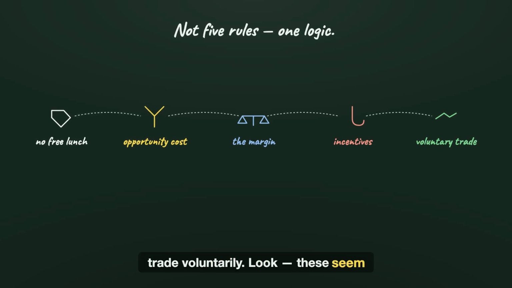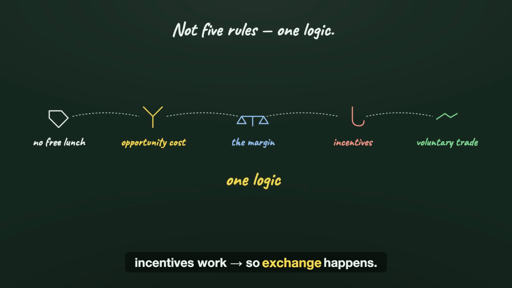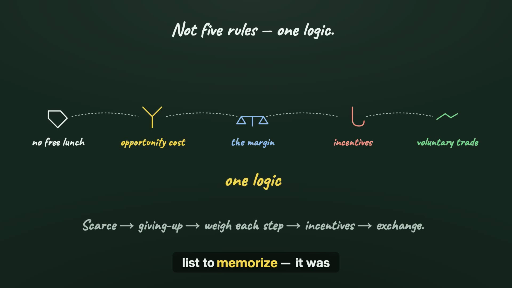Look, these seem like 5 separate rules, but they're really one logic. Things are scarce. So giving up happens. So you weigh each step. So incentives work. So exchange happens. Everything you've learned isn't a scattered list to memorize. It was one line of reasoning all along.